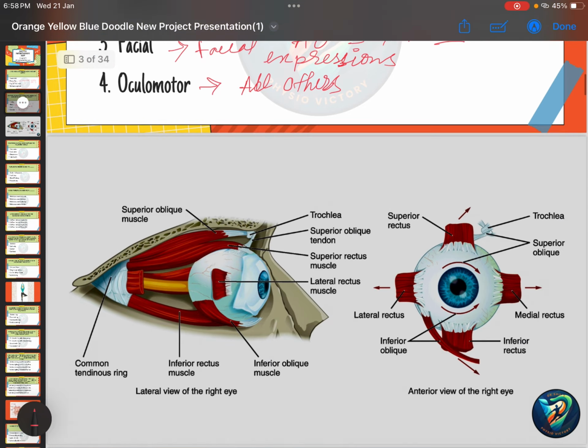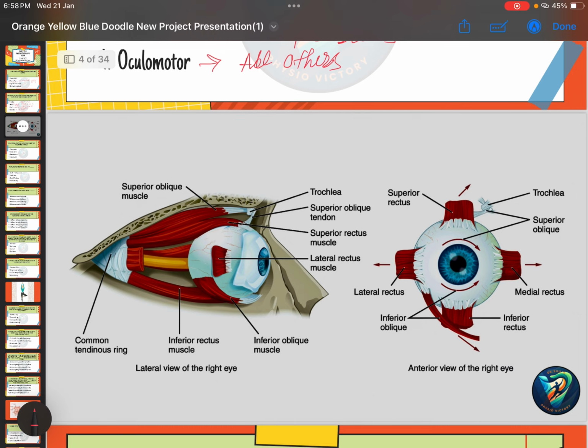Now through this image we'll understand that superior oblique primarily functions in intorsion. Intorsion is internal rotation of the eyeball. Here is the medial side and the lateral side. So this medial or internal rotation of the eyeball occurs due to the superior oblique muscle.